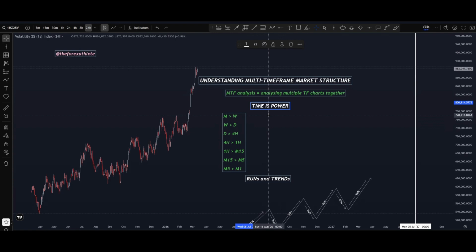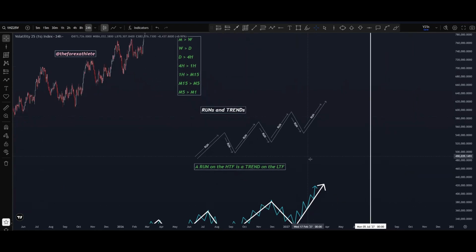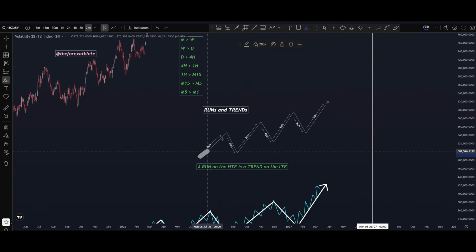So when analyzing the market, we have what we call runs and trends. Runs. So what is a run? A run simply means a series of higher highs, higher lows, higher highs, higher lows, higher highs, higher lows on the higher time frame. So if the higher time frame is trending, higher highs, higher lows, higher highs, higher lows. Now this is for an uptrending situation.